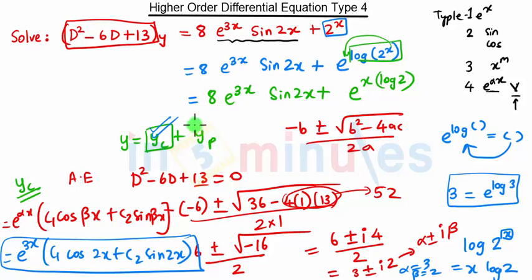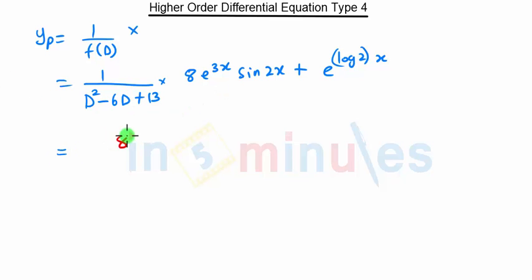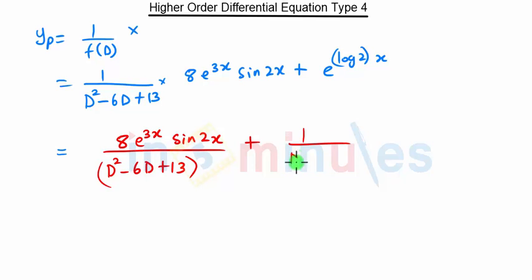After finding yc, we will calculate yp. The generalized formula for yp is nothing but 1 upon f(D) into X. In our case, f(D) is D squared minus 6D plus 13, into X. X we have modified as 8 into e raised to 3x sine 2x plus e raised to log of 2 into x. So now I am going to separate these two terms. We will get 8 into e raised to 3x into sine 2x upon D squared minus 6D plus 13, plus 1 upon D squared minus 6D plus 13 into e raised to log of 2 into x.